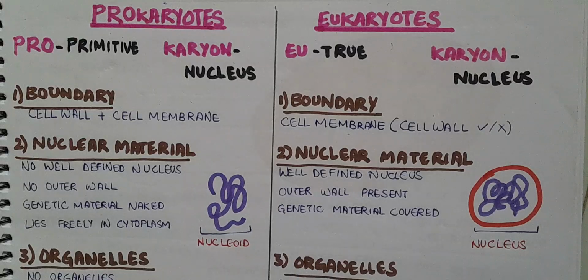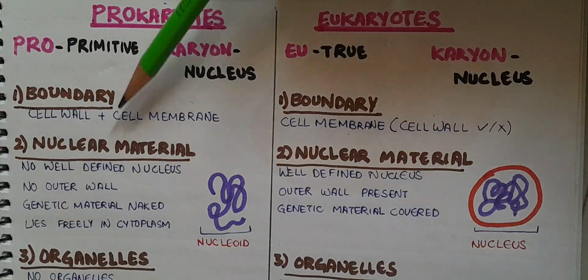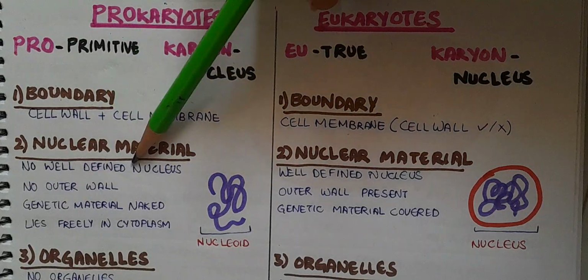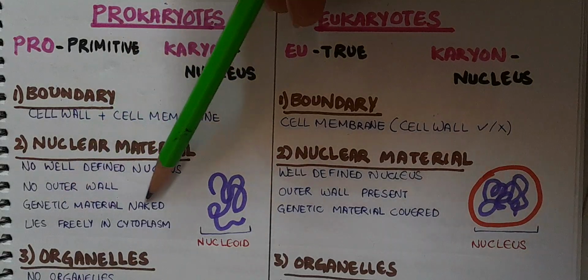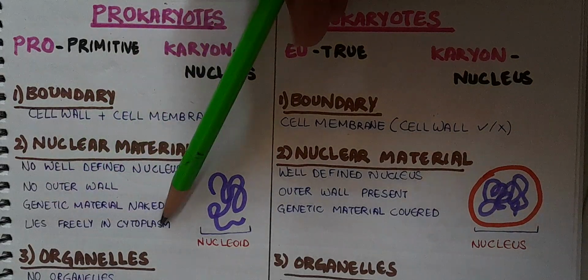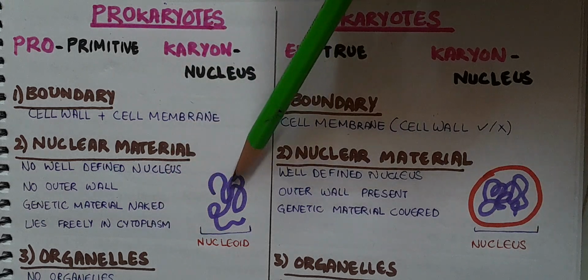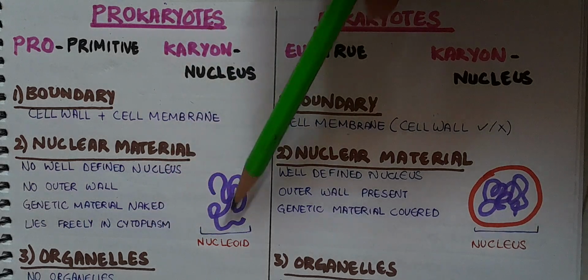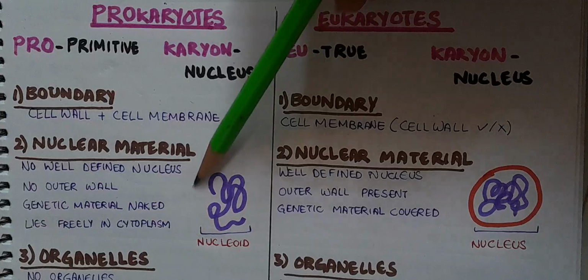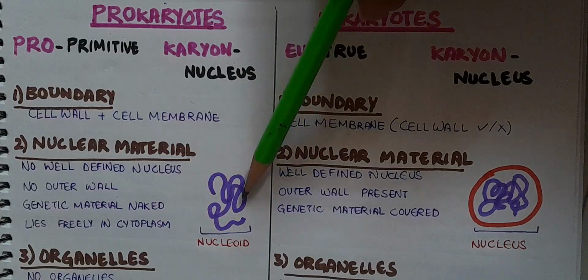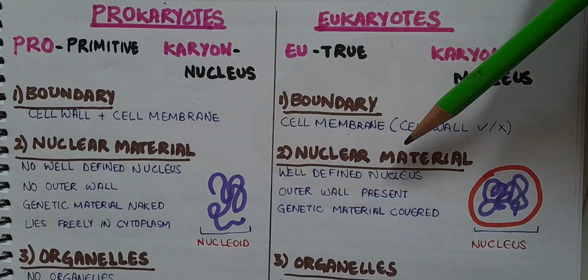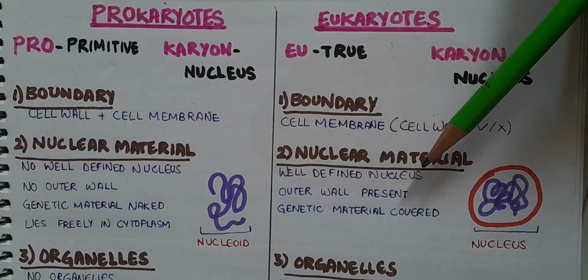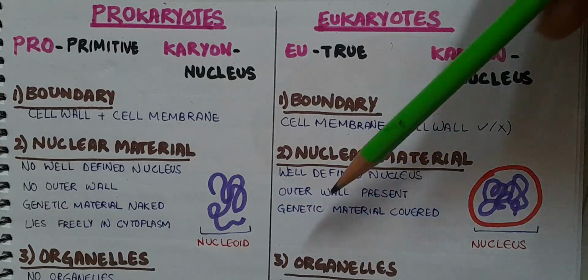Now, if we understand it in terms of the nuclear membrane, in case of prokaryotes, no well-defined nucleus is present, no outer wall, genetic material is naked and it lies freely in the cytoplasm. Let's say this is the genetic material, a long coiled thread made up of DNA. It doesn't have any boundary, it doesn't have any covering, hence it is not well organized and it is called as a nucleoid.